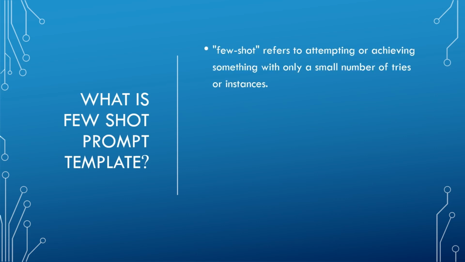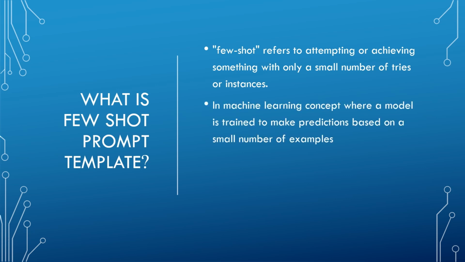In general English, few-shot refers to only a few examples or efforts being needed to accomplish a task or understand a concept. For example, if someone learns a new skill with just a few practice sessions, they are demonstrating a few-shot learning ability. Few-shot learning is an innovative concept in machine learning that allows models to make predictions with only a small number of examples.